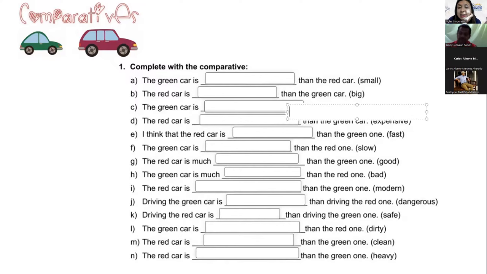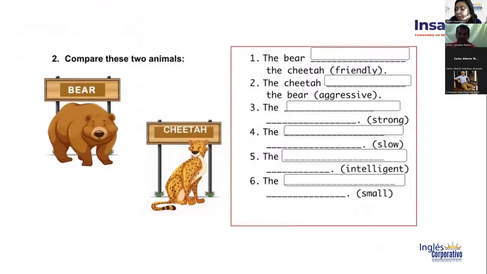Okay, in the next slide, we are going to compare two animals, the bear and the cheetah. The number one is the bear. Is more friendly. Exactly. We can use both, more friendly or friendlier. So that sentence must say the bear is more friendly than the cheetah.